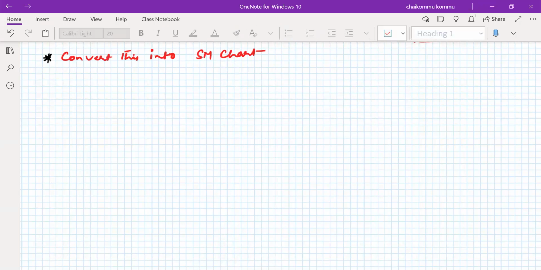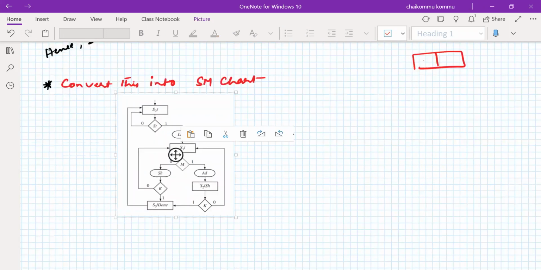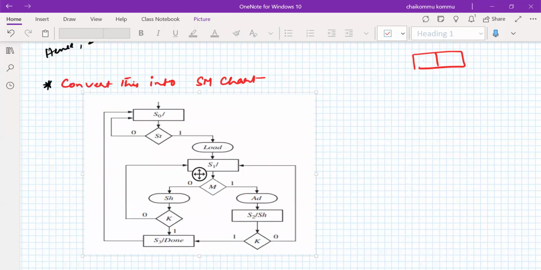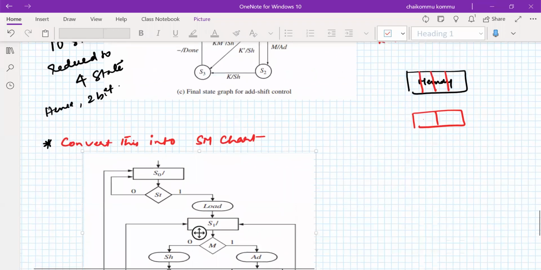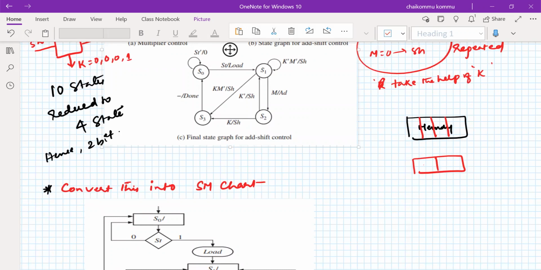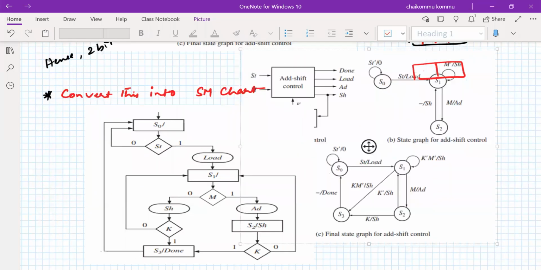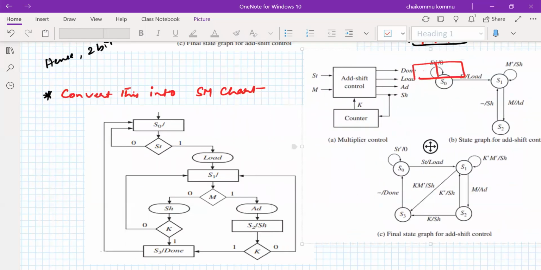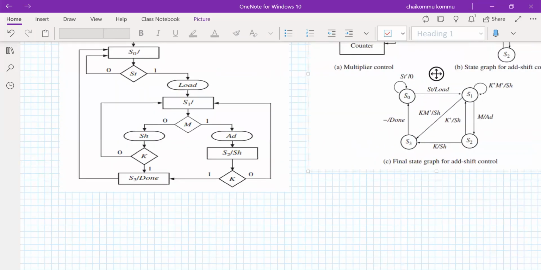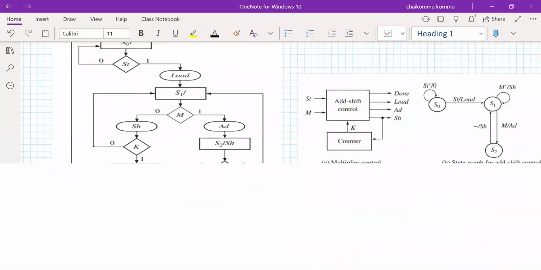So this is the diagram that I can show. I think it's self-explanatory. There is no need to explain this one because we know diagrams. So you can see here, this is the diagram.